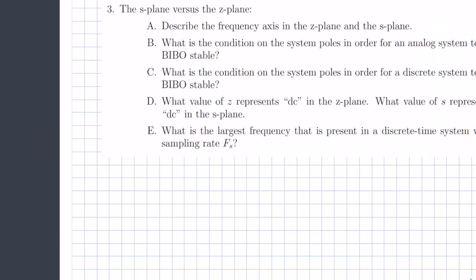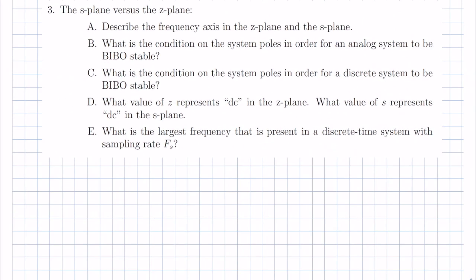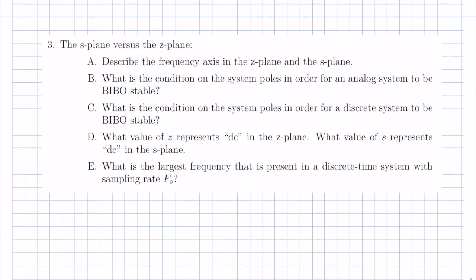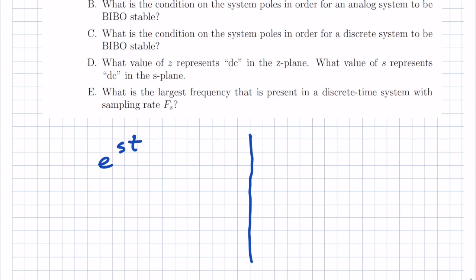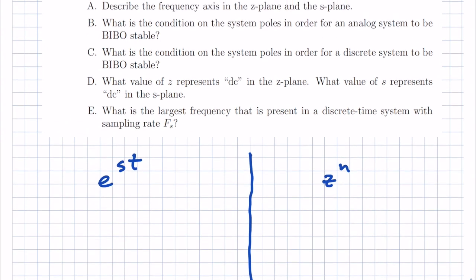Okay, in this problem we're talking about the differences between the z-plane and the s-plane, and if you'll recall, when we were looking at solutions to differential equations, the important function for the homogeneous solution was e to the st, and the corresponding counterpart in discrete time was z to the n. So the answers to this question really hinge on these two things. This is the function we used for the homogeneous solution in both domains.